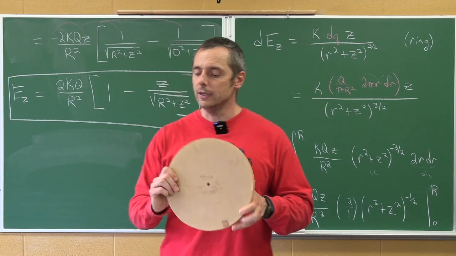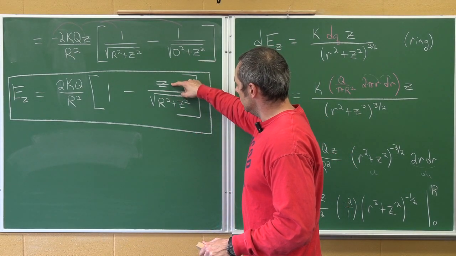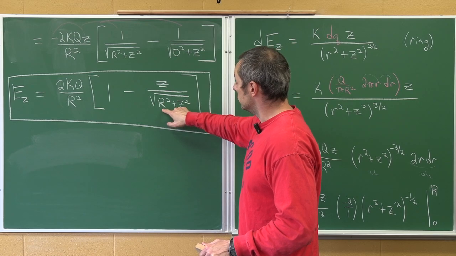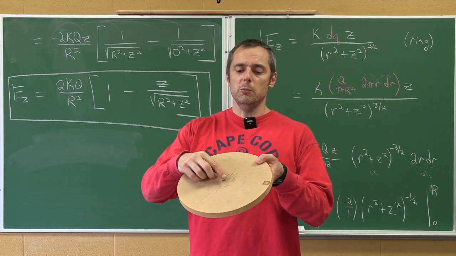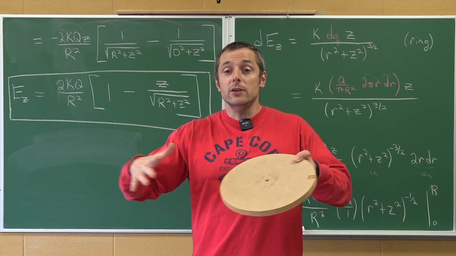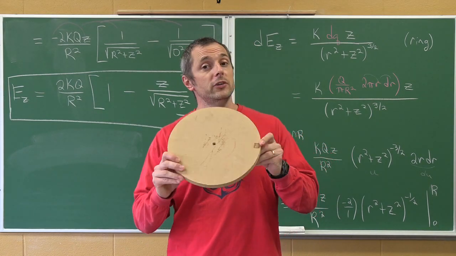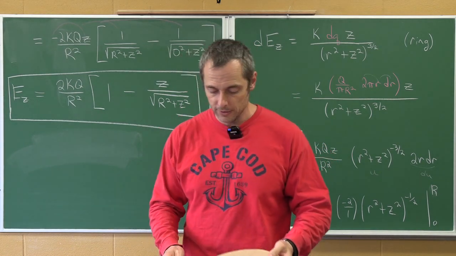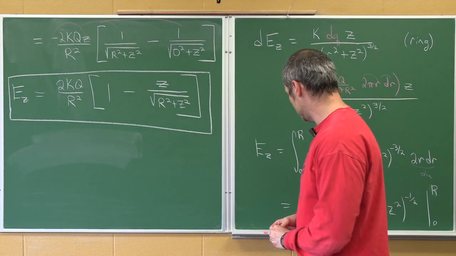But the key idea in that case is that R is much, much greater than the Z coordinate. In other words, we're somewhere confined here along the axis, and the radius is huge compared to how high we are above this disk. Then we could say this disk appears to be infinite. What does the electric field become in that case?